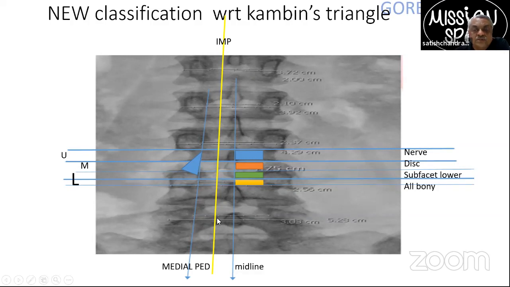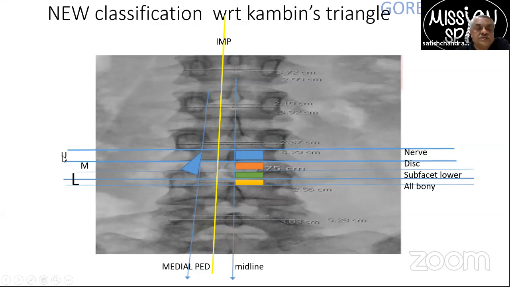And let me tell you that at the level of L5S1, this zone, that is between the medial pedicle line and the midline, is about 15 millimeters only. Now, we go to the horizontal lines, and the first horizontal line, as already talked, is the lower border of the pedicle. The second horizontal line is the lower border of the body.